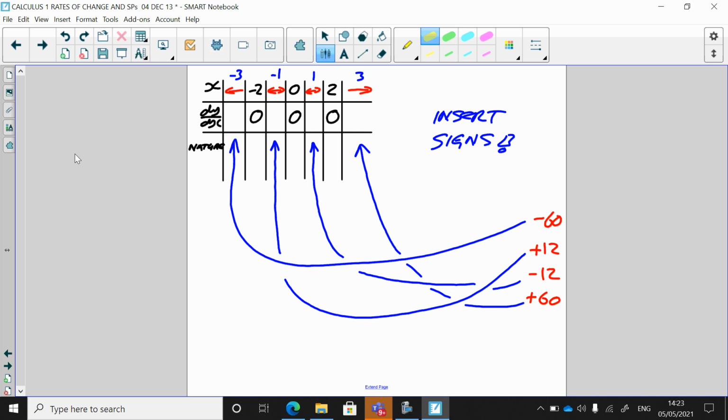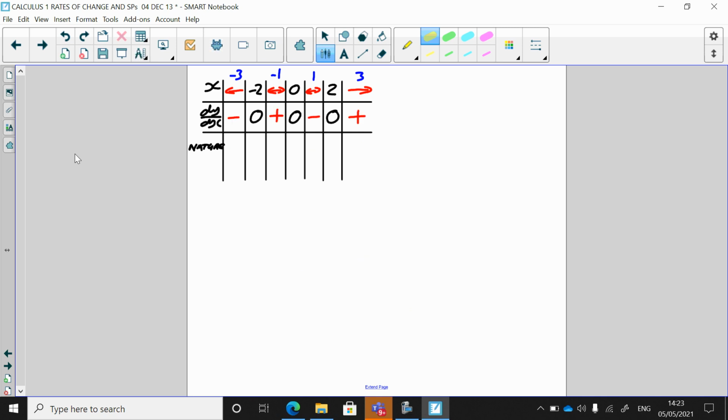So let's look here. Yep, negative, positive, negative, positive. Let's look at the nature of the shape. Underneath x equals negative 3 we've got a negative, a line with a negative gradient, sloping that way. Next one, 0, we're going to cross. Positive, we're going up left to right. 0, we're going to cross. Next one's negative, top left to bottom right. Next one's 0, it's horizontal, and the last one's positive, bottom left up to top right.